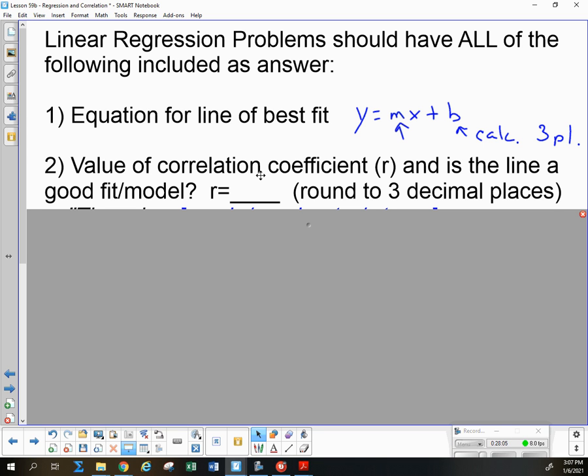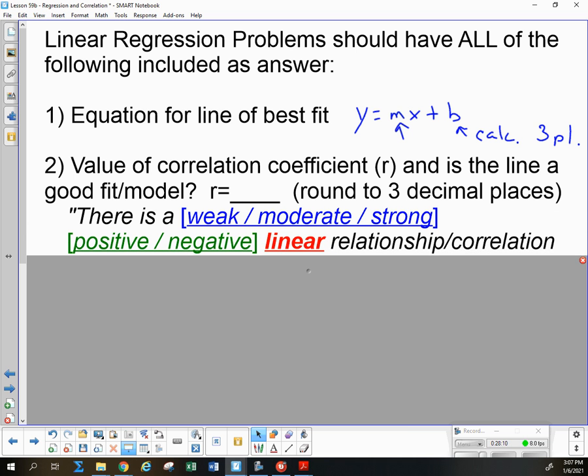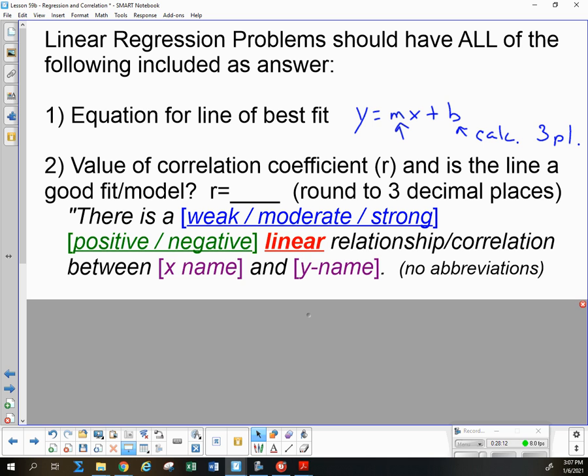But then we need to analyze, does that mean it's a good fit or a moderate fit or a weak correlation, a weak relationship? You are always going to write a sentence that fits this pattern exactly, no abbreviations on your variables. There is a, and you'll pick one, weak, moderate, or strong, depending on how close r is to 0 or 1 or in between. Is it positive or negative? Is r positive or negative? Is the slope positive or negative? Same thing. Positive slopes have positive r, negative slopes have negative r's.